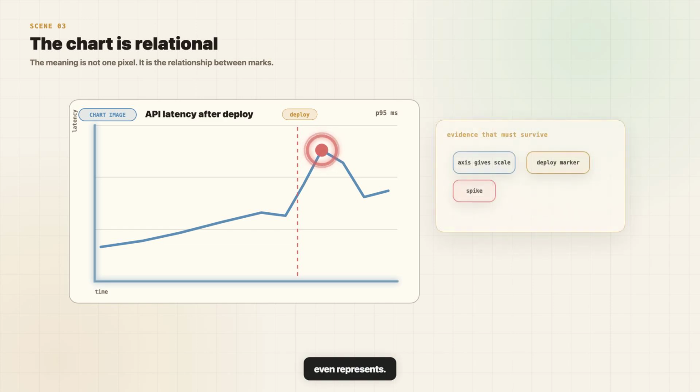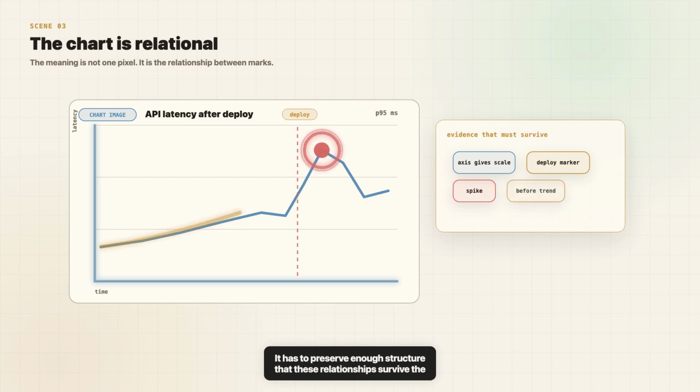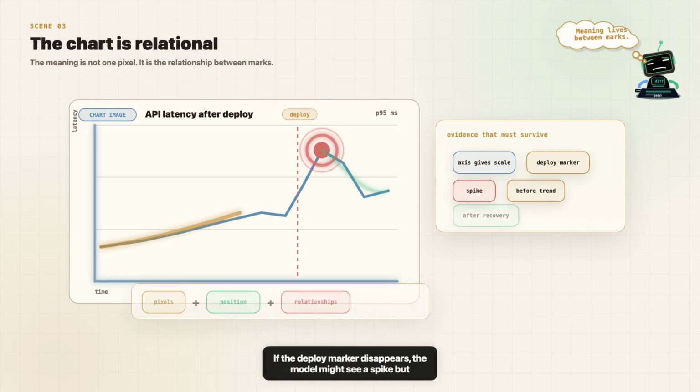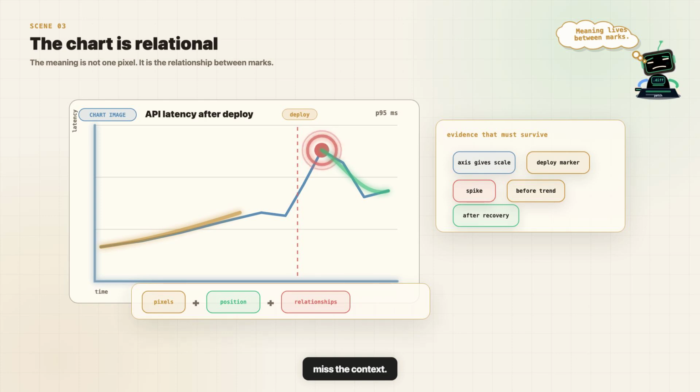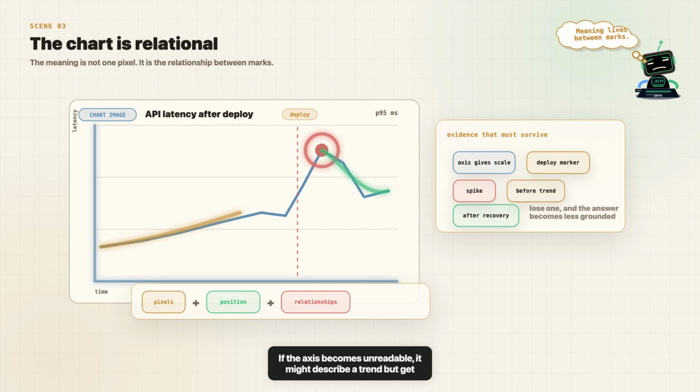So the visual pathway is not just trying to remember the image. It has to preserve enough structure that these relationships survive the translation. If the deploy marker disappears, the model might see a spike but miss the context. If the axis becomes unreadable, it might describe a trend but get the scale wrong. So now the question becomes sharper. How do we turn the chart into pieces while still keeping location and structure?